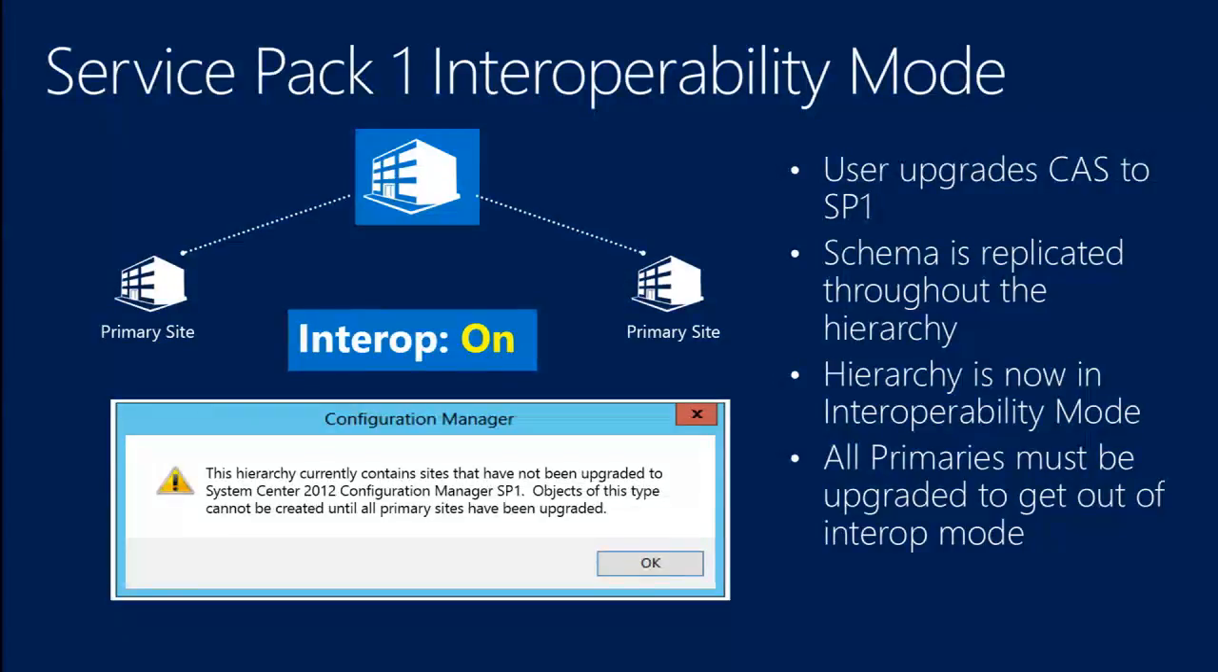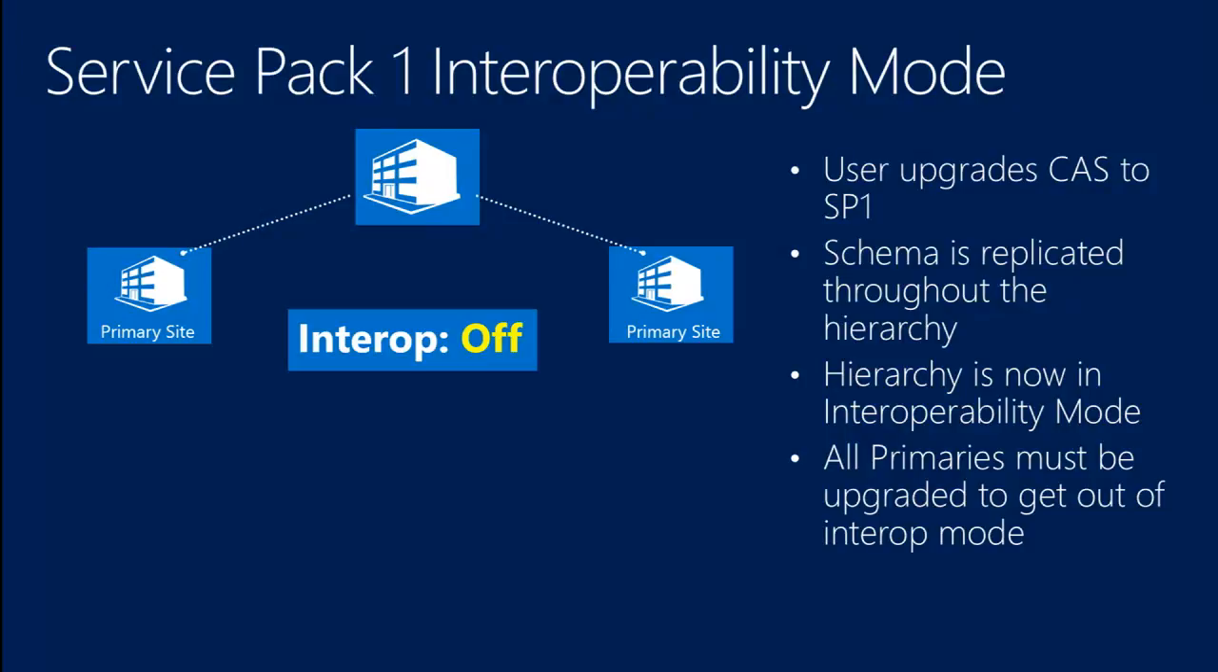So be aware that as long as there's a single primary site that has not been upgraded, certain objects will not be available to you, and you'll see that message. As soon as possible, try to get the primary sites in your hierarchy all upgraded so you can get rid of that box and start using all that brand new SP1 functionality.